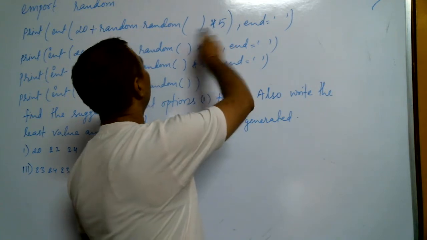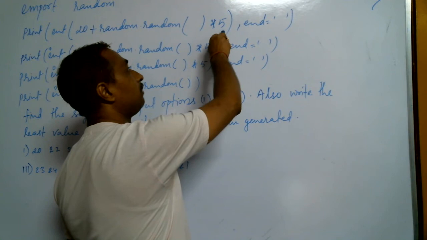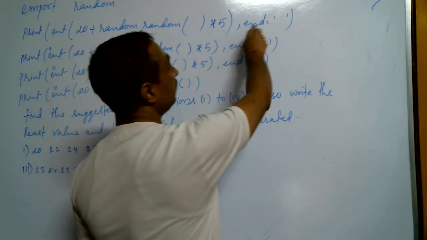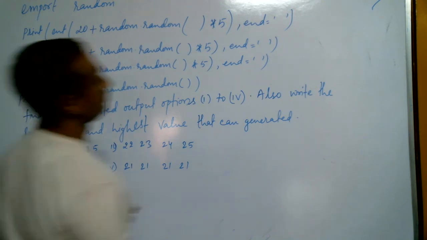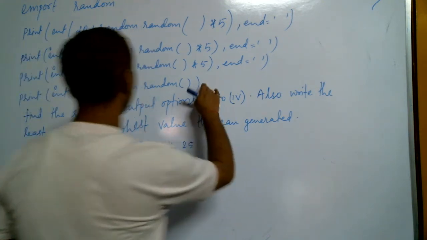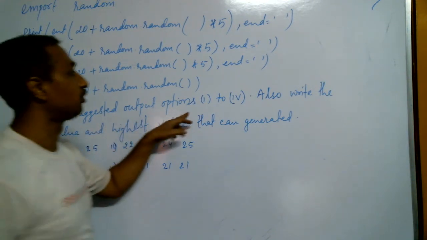Whatever result is returned by the random function will be multiplied by 5, and then end equal to the space. And the same statement is repeated 4 times. The question is asking, find the suggested output option.